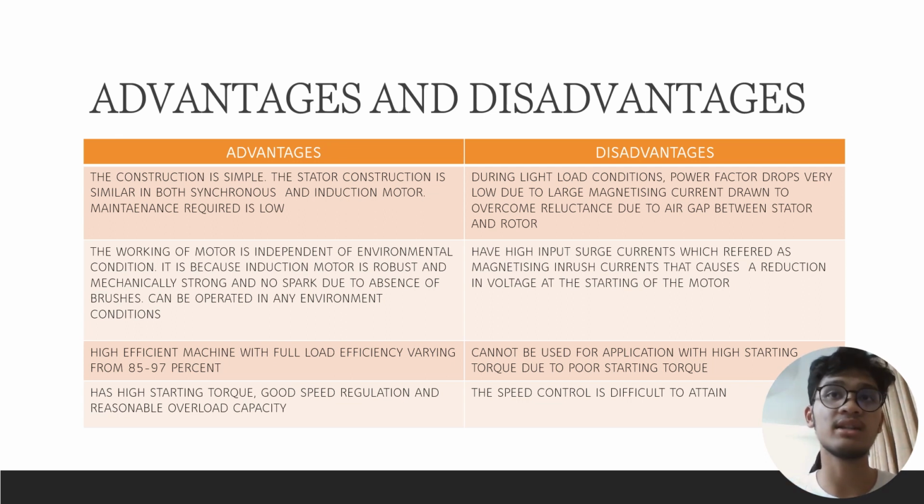But the disadvantage is that during light load conditions, the power factor drops very low due to the large magnetizing current drawn to overcome reluctance due to the air gap between stator and rotor. It has a high input surge current, referred to as magnetizing inrush current, that causes a reduction in voltage at the starting of the motor. It also cannot be used for applications requiring high starting torque due to poor starting torque. The speed control is difficult to attain.